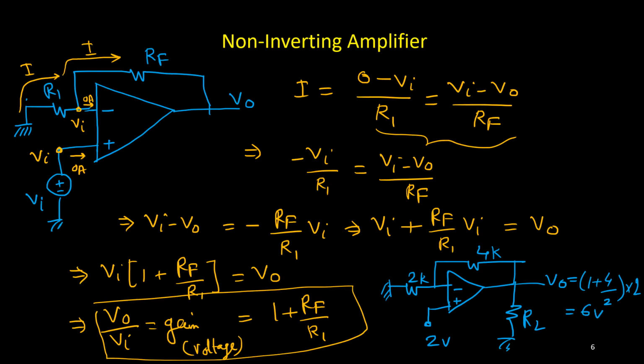Okay, so don't write any equation, just use this relation. 1 plus RF by R1 is the gain, which you first find out, then multiply with the input voltage, and you will get the output voltage. Okay, right.